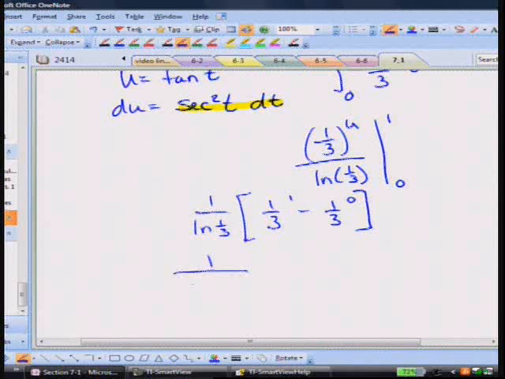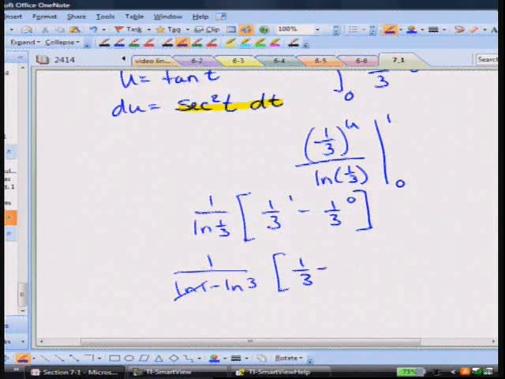You can use ln 1 minus ln 3, but the ln of 1 is 0. So that's really just negative ln 3 times 1/3 minus 1, which is negative 2/3. And then we have that negative there, so it'll cancel out. So this will be positive 2 over 3 ln 3.